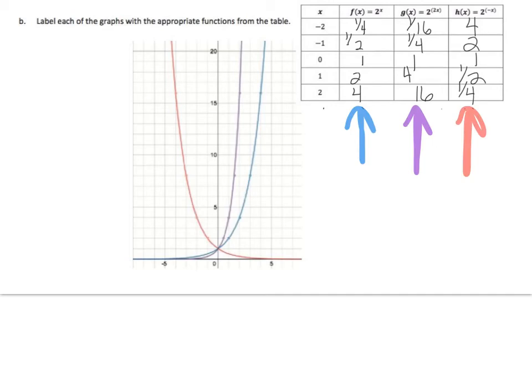So x equals negative 2, y equals 1/4. That's why we're way down here, pretty close to the x-axis. Negative 1 is 1/2, a little bit higher. 0 is 1. Notice they all go through 1. 1 is 2, over 1 up 2, over 2 up 4, over 3 up 8, etc. So it's exponential.